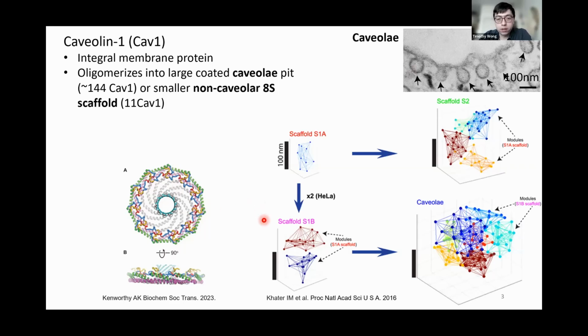We've done some work before, I just want to highlight, with single molecule localization microscopy, where we identified and labeled CAV1 in the cells. We were able to identify caveolae, as well as an S1 scaffold, which would correlate with the 8S. And since we're labeling the cells, we're able to identify these intermediate size scaffolds, which we show are intermediate structures that are building off of the 8S scaffold, and would build into caveolae.